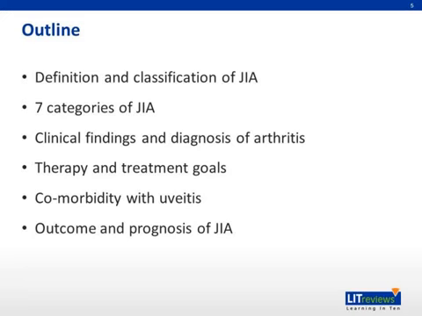JIA is the most common rheumatic disease in children and is as prevalent as diabetes, with an estimated 300,000 children affected. So, JIA is classified based on a diagnosis of exclusion. Therefore, it is necessary to rule out malignancy, infection, and trauma prior to diagnosing JIA.